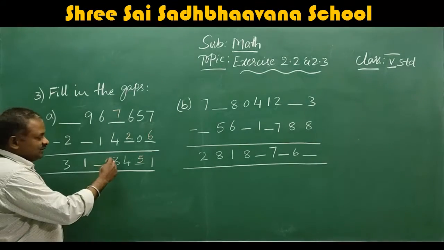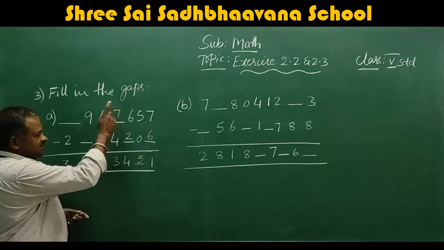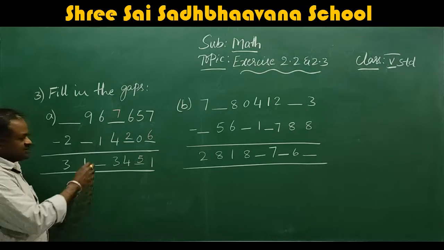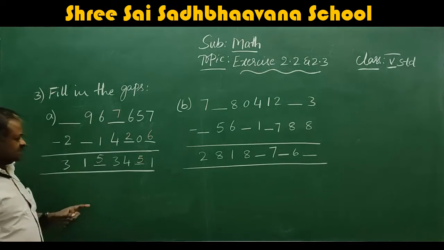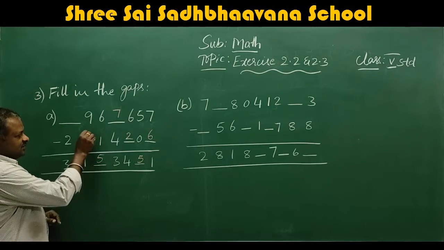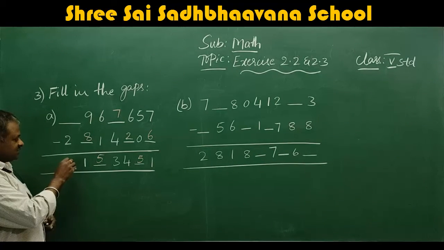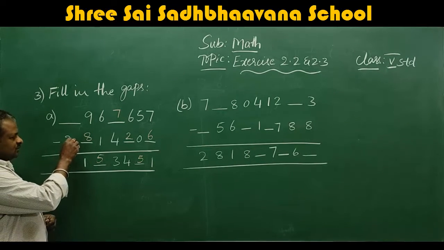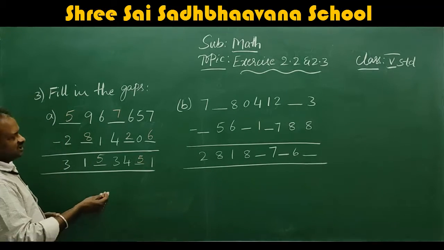For that reason only I told you to add these two to get this number. 4 plus 3, 7. Here it is 6. So what do you have to write? 5. 5 plus 1, 6. Here it is 1, so here it is 9. Just write down 8. 8 plus 1, 9. Okay. Here it is 3, here it is 2. 3 plus 2, 5. So we'll cross check the answer.